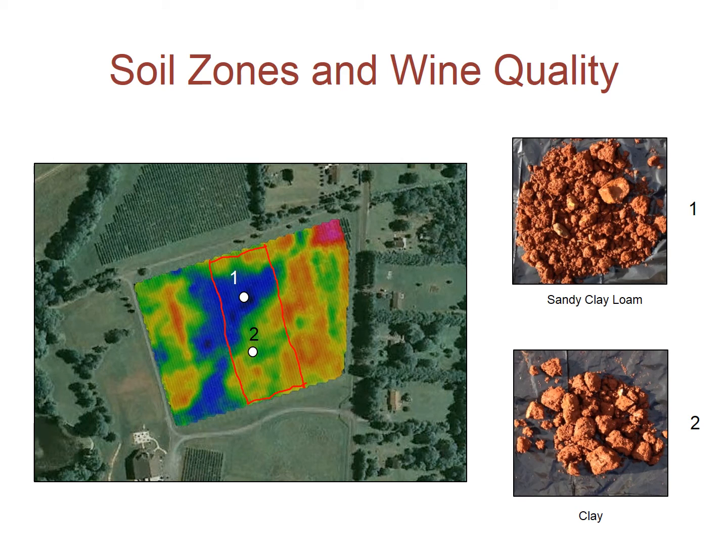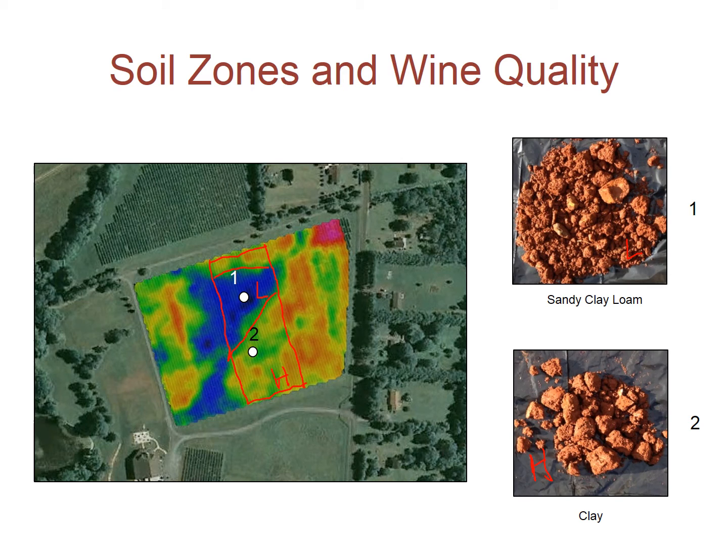This Cab Franc is all the same rootstock, same clone, same viticultural practices. The only difference is the soil. So within this area, we've got 2 distinct soil zones, a high conductivity soil, which represents a high clay soil, and a low conductivity zone, which is the sandy clay loam with gravels.